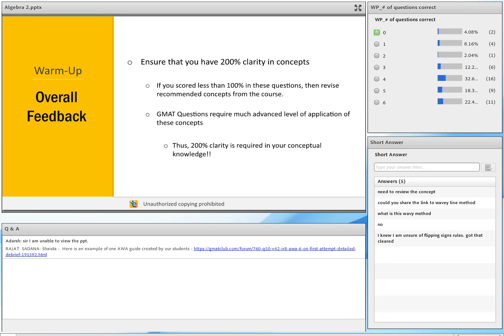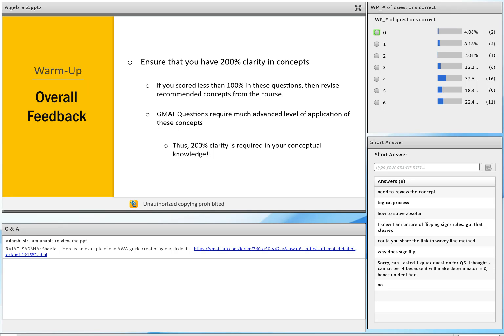I knew I'm unsure of flipping sign rules. Got that cleared. Absolutely, that's very nice. How to solve absolute inequalities? Need to review the concept. Why does the sign flip? If you're asking why the sign flips, I'm not going to be explaining that concept now, but in our inequalities concept file, this aspect has been explained in detail. So after the session, please go through that concept file.